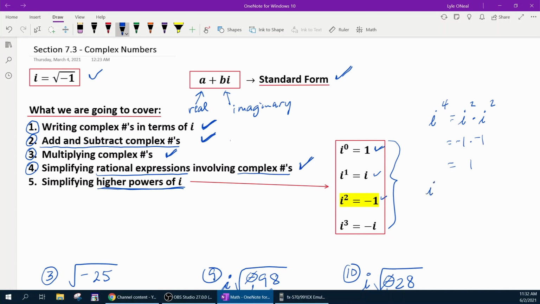And then i to the 5th would be the next element, which is just i. And I know that because i to the 5th can be written as i times i to the 4th. I already know that i to the 4th is 1 because we just did it. 1 times anything is itself. So again, that's going to repeat. So now, how do we use this chart more effectively? You know, what's the shortcut here? Well, the shortcut is to divide.